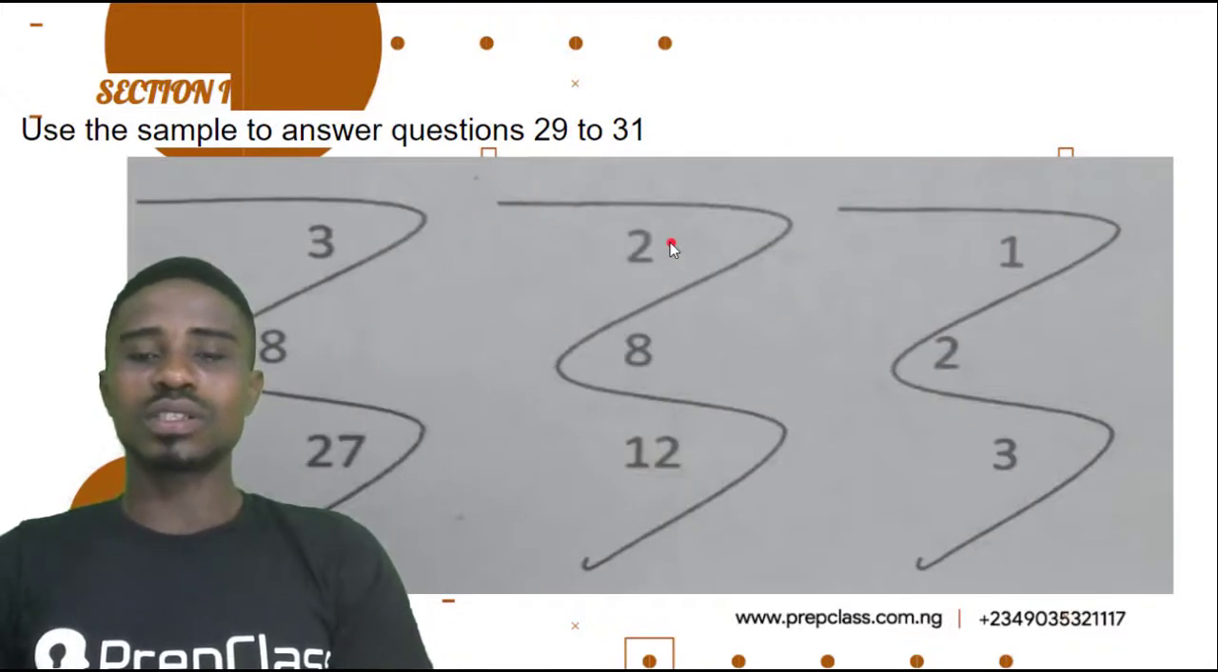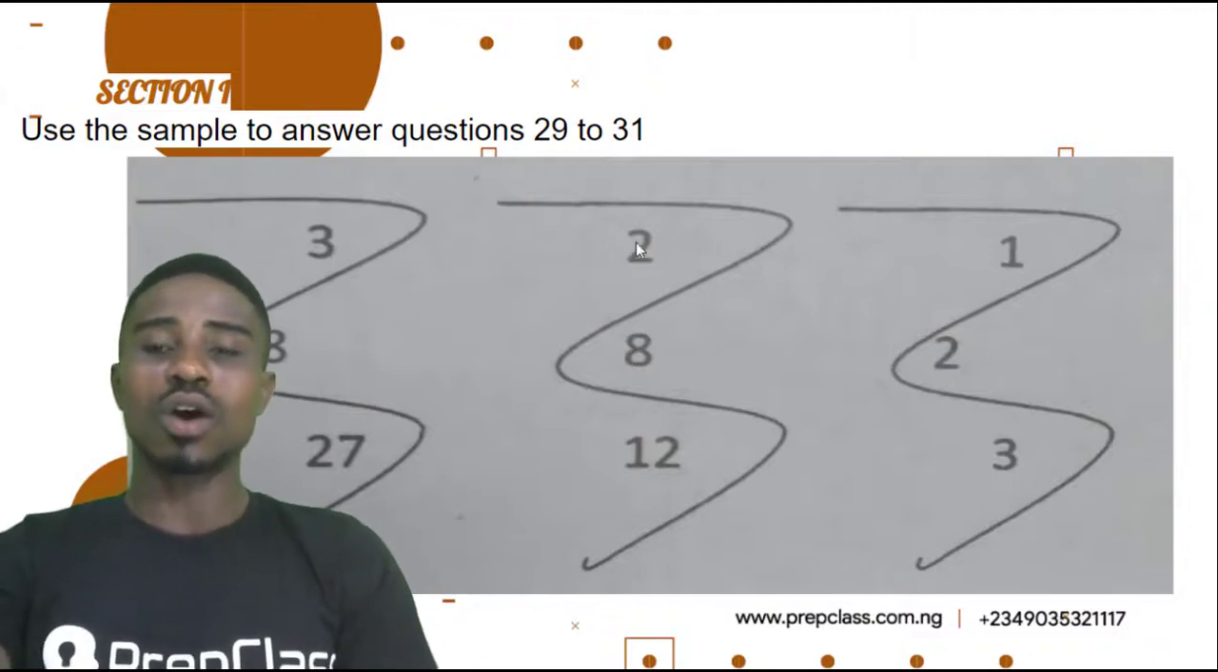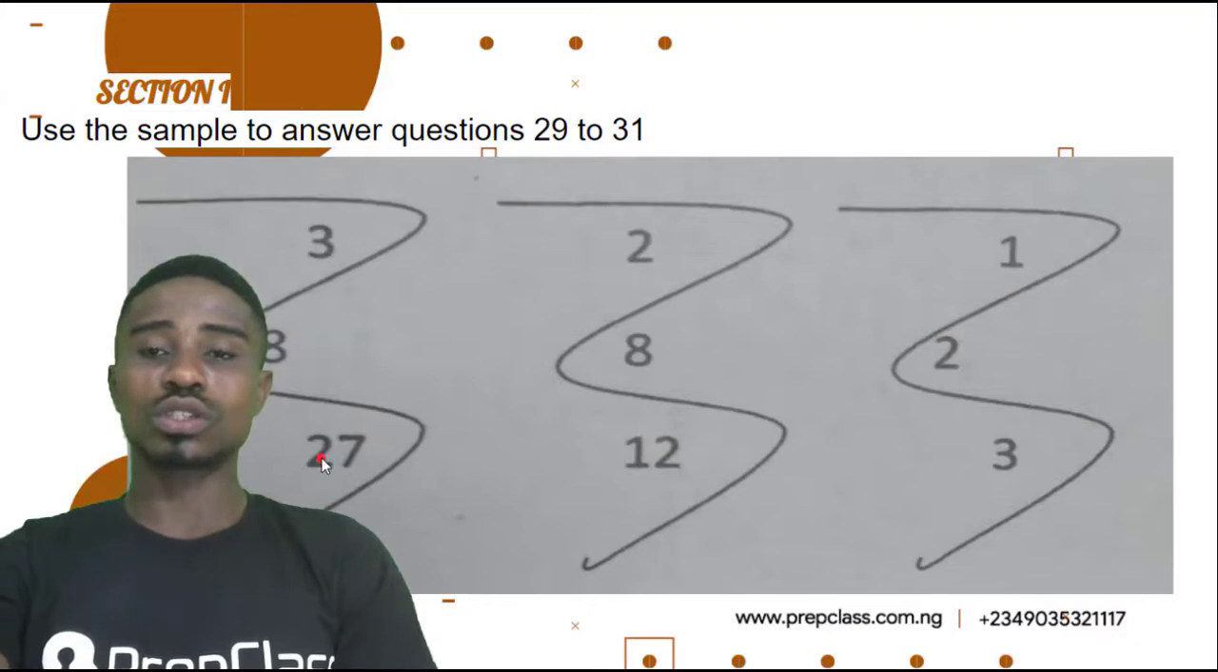So, these are the samples we'll be using in solving questions 29 to 31. For us to start, we'll need to build an understanding on how to get all of these answers. And once we've done that, that will serve as a guide in solving questions 29 to 31. I'm going to start by using a trial and error method to see if it works. If it does work, definitely it will be our method for solving the questions.